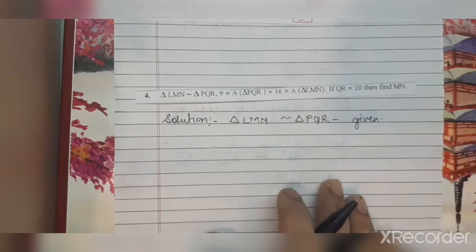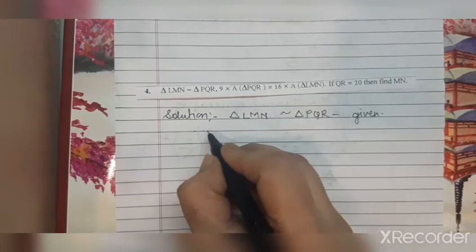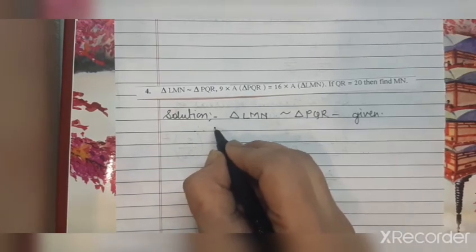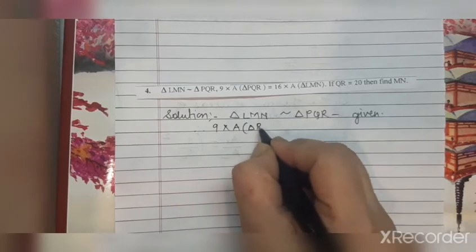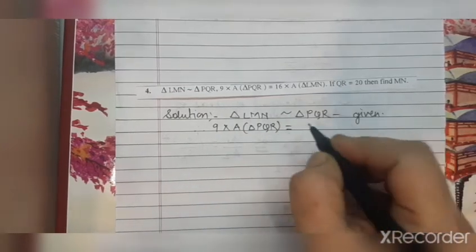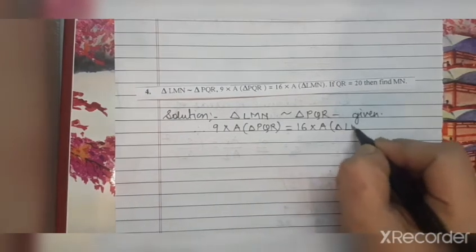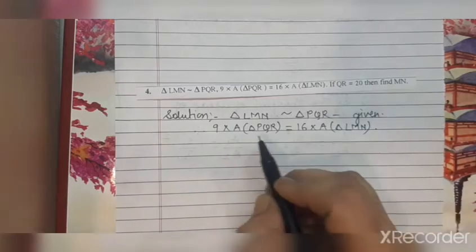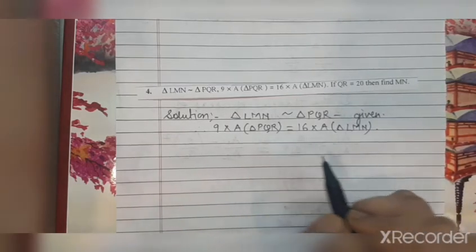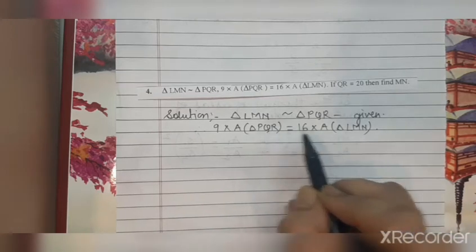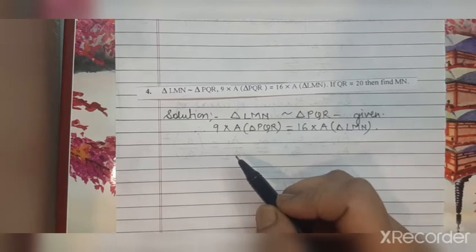Now if the triangles are similar, then the second thing, what is given? 9 into area of triangle PQR is equal to 16 into area of triangle LMN. It is also given. From this we can get the ratio of the areas. We can shift the areas on one side and the sides on one side.